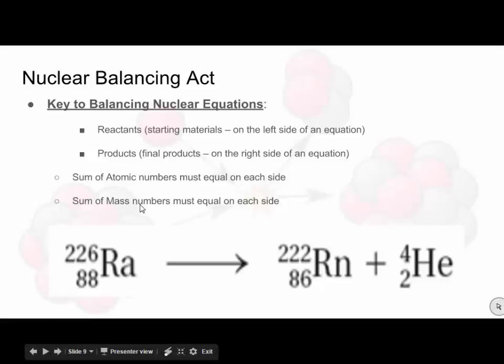To balance them, we want the sum of the atomic numbers on each side of our arrow to be equal. On this side, our atomic number is 88. Remember, your atomic number is the bottom number. On this side, we also have to have a sum of 88. So 86 plus 2 gives us 88. We also want the sum of our mass numbers to be equal. Here our mass numbers are on top. So 226 on the left side of the arrow, and 222 plus 4 gives us 226 on the right side. So the key to nuclear equations is to get the numbers on top and bottom on both sides to be equal, or to sum to the same number.